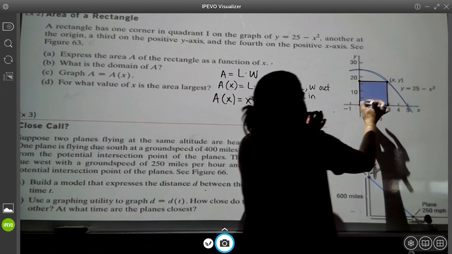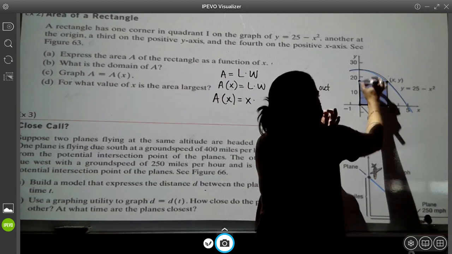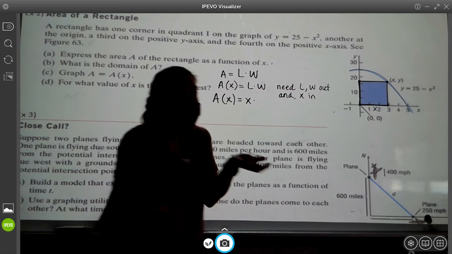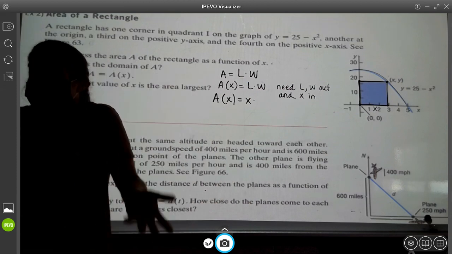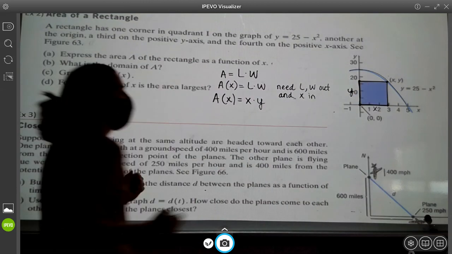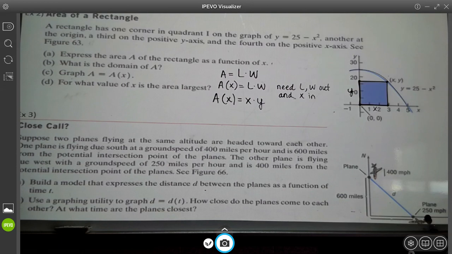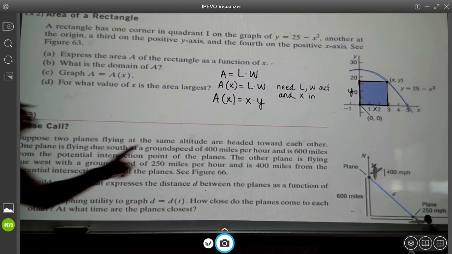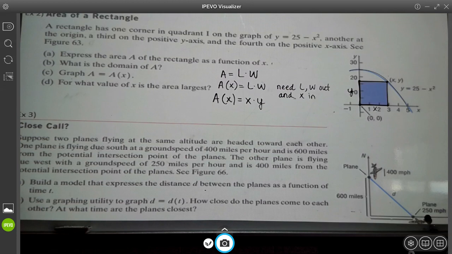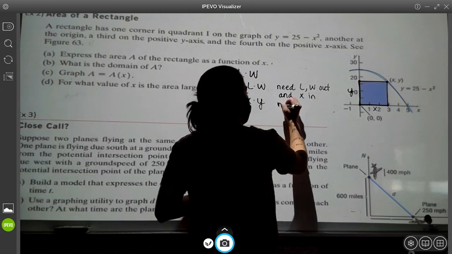All right, as far as its width, I went so many units along the positive y-axis. From 0 to there would be, how many units did I go? I went positive y units. So we're getting closer. Now we have area as a function of x equal to x times y. So now I need y out and I need an x in.